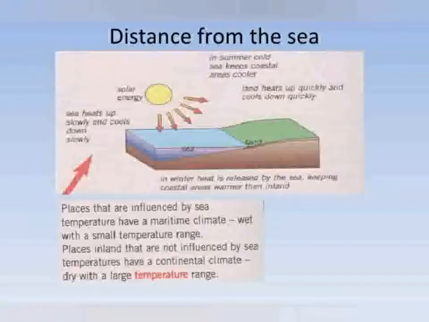Now distance from the sea. Places near the sea experience moderate climate as compared to places away from the sea. The coastal region is neither too hot nor too cold, whereas places far from the sea experience extreme climate. The summers are very hot and winters are very cold.